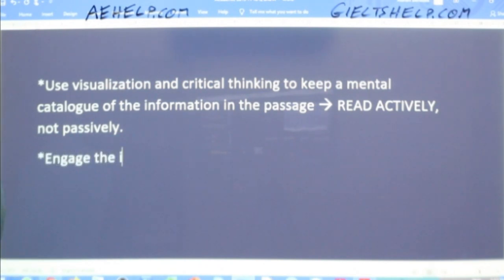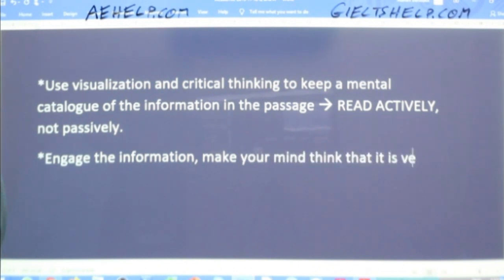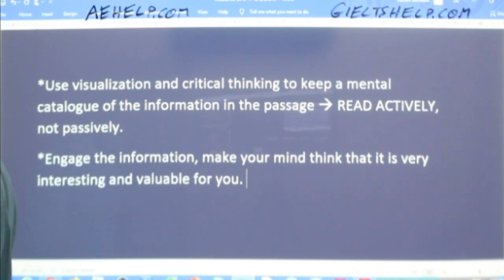Engage the information. Make your mind think that it is very interesting and valuable for you. Okay, and that does take practice.